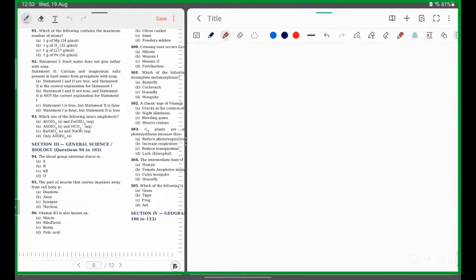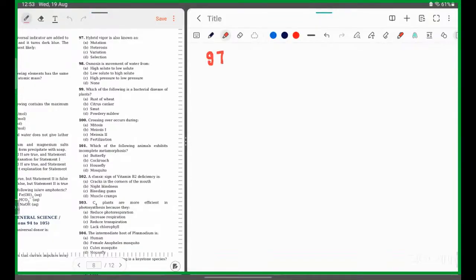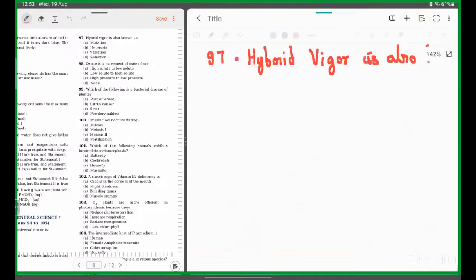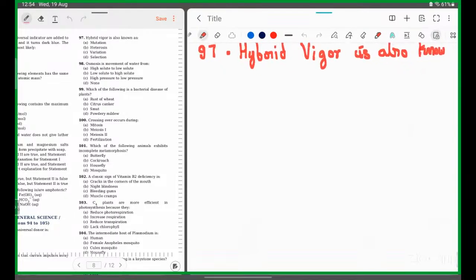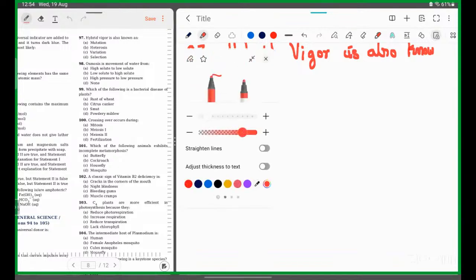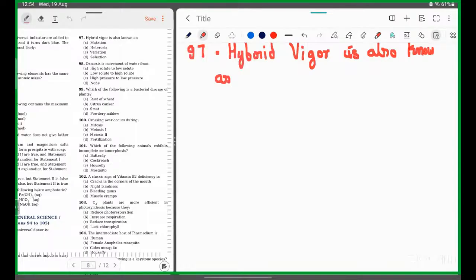Next question is question number 97. Hybrid vigor is also known as. So the correct answer is heterosis.